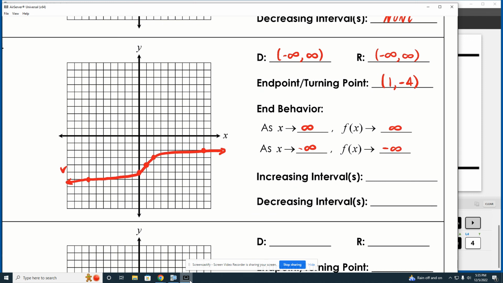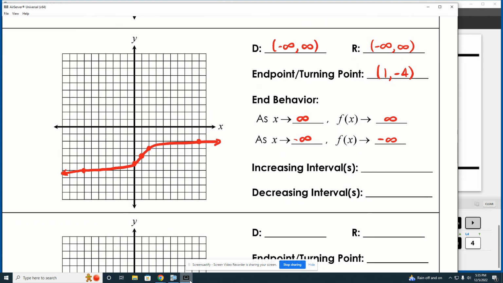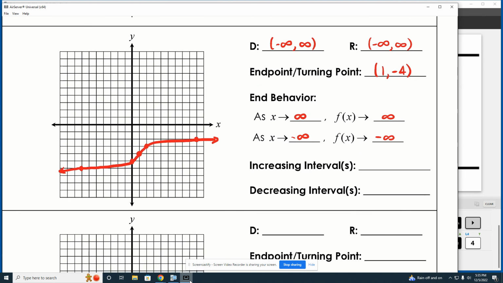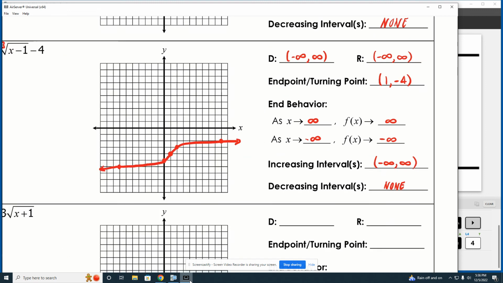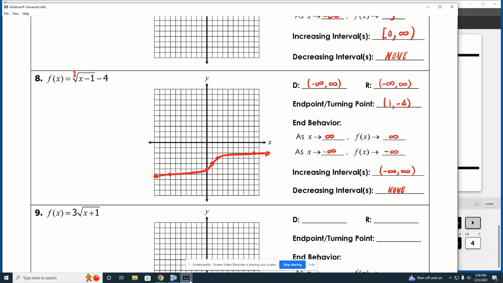So that's real simple. And then this one, the increasing or decreasing, remember, look at it from left to right. It's going up, going up, going up, going up steeper, going up steeper, going up. It never starts decreasing. The only thing that would make it decrease is if it reflected. So this one is only increasing, and it's increasing forever. So it never decreases. The only time it'll decrease, like I just said, is when you have a reflection.